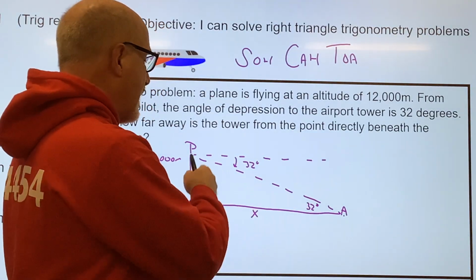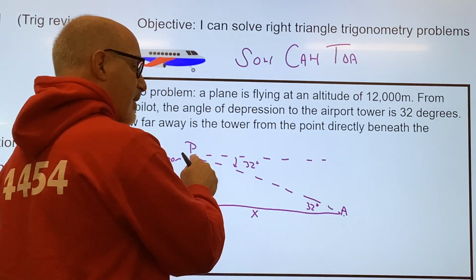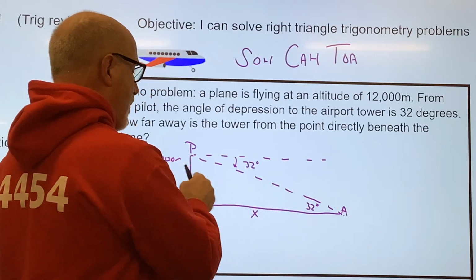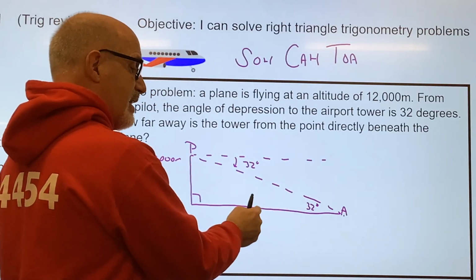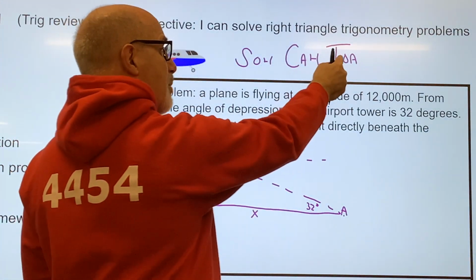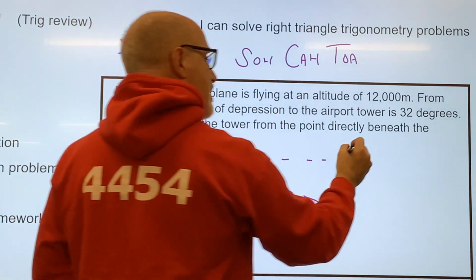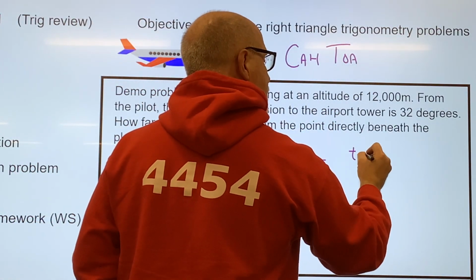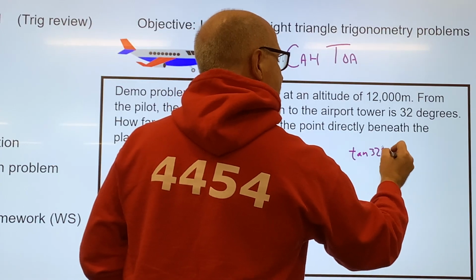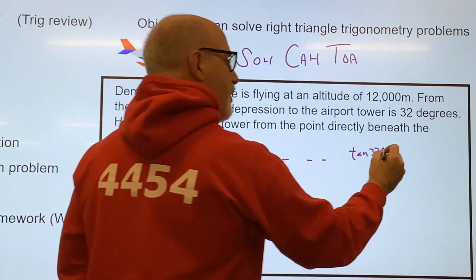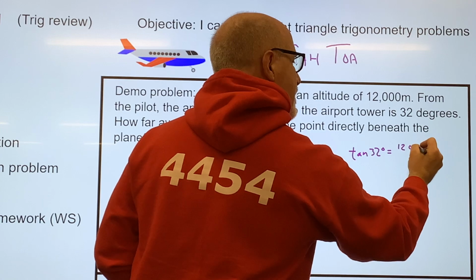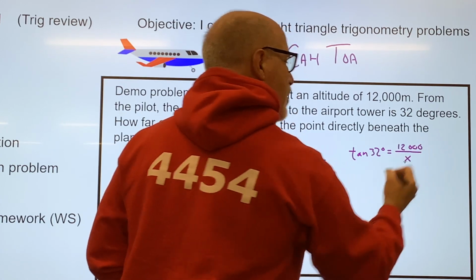So first of all, I've got this angle. I've got the opposite side and the adjacent side. So the opposite and adjacent sides are involved in the problem. That's tangent. So tangent of 32 degrees is equal to the opposite, which is 12,000, over the x I'm trying to find.